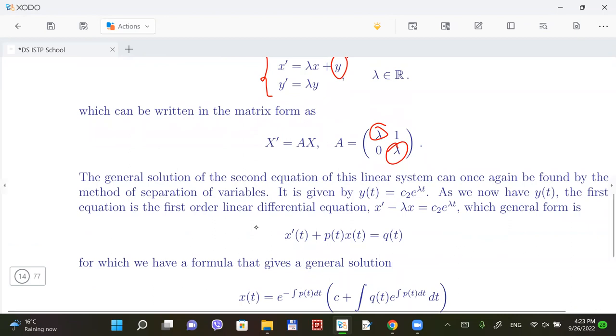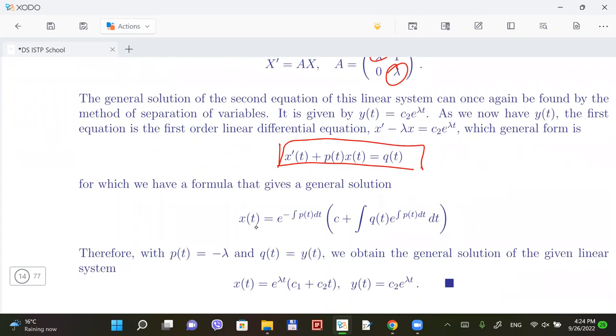The general form of the first order linear differential equation is like this: x prime plus some function multiplied by the unknown function is equal to some given function. We want to solve for x, and we have a formula, as I said. This is the only linear differential equation that we have to solve. Even the second order linear differential equation with arbitrary coefficients is in general not solved, so we can only do some qualitative analysis or numerical methods. So I gave you here the formula.